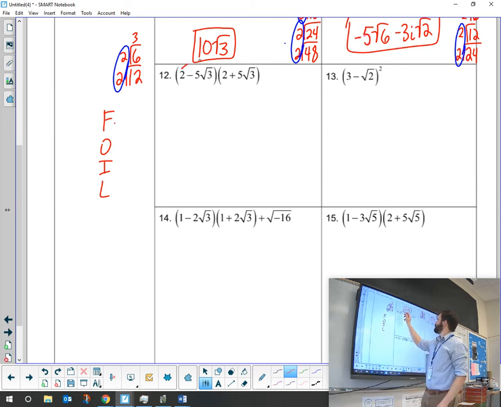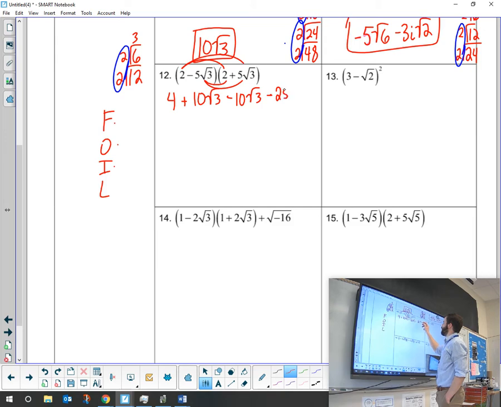So first, 2 times 2 is 4. Outer, 2 times positive 5 square roots of 3. Well, remember, we multiply outside numbers to outside numbers, inside numbers to inside numbers. So this only is an outside number, so it's just 2 times 5, which is 10. So we're going to have 10 square roots of 3. Then we're going to go inner, which is negative 5 square roots of 3 times 2. So that's going to be negative 10 square roots of 3. And then last, these two multiplied together, we're going to get a negative 5 times a positive 5 is negative 25. Square root of 3 times square root of 3 is going to be a square root of 9.